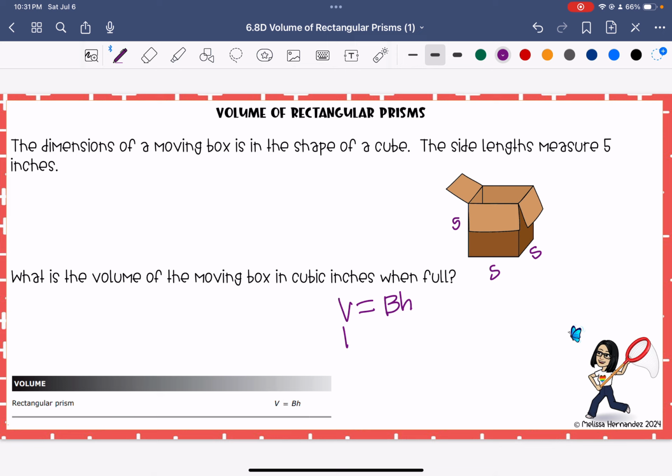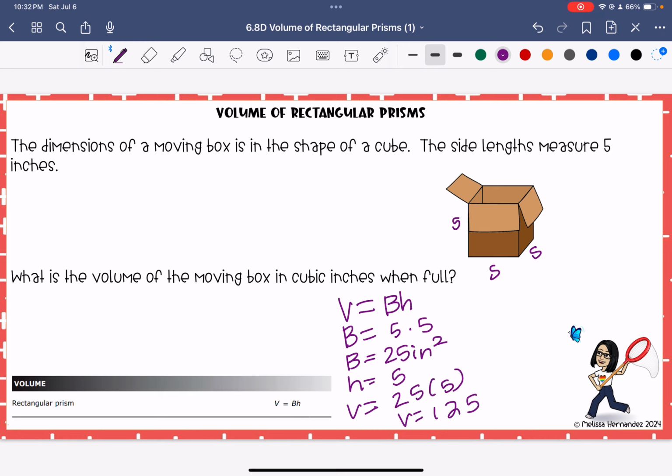So the area of the base would be 5 by 5. And so that's 25 inches squared. Now my height is 5. So now I'm going to go to solve it. It'd be 25 times 5, which will give me 125 cubic inches. So that's how you write it, because we're doing volume, which describes capacity.